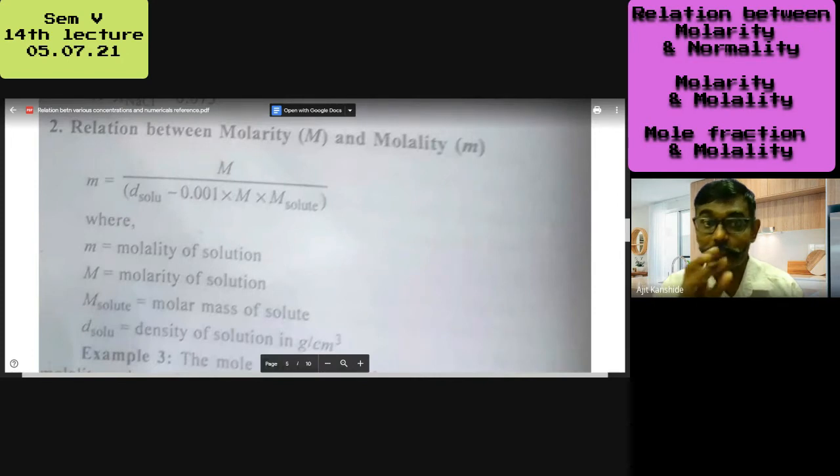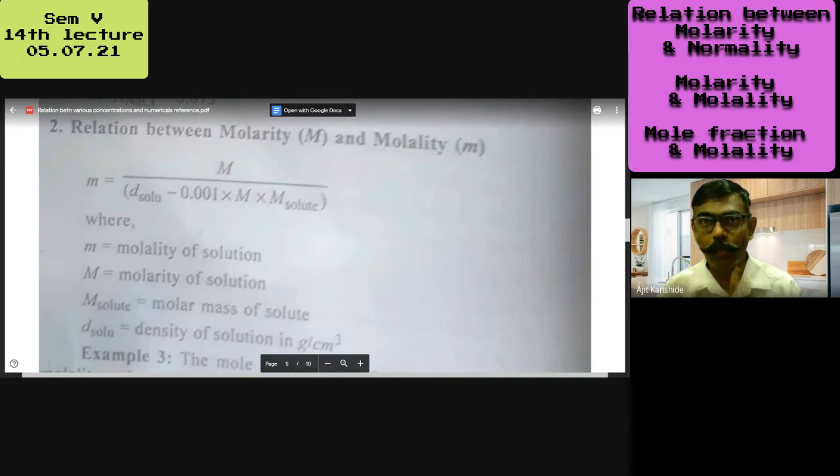Now listen carefully and pay attention towards the right side term. 0.001, I will discuss why it came. M is molarity, unit per dm cube, and M solute, unit is gram. So if you combine, you are finding answer as gram per dm cube. Whatever the right side term in the bracket is there, its unit is gram per dm cube, and the term in the left side has unit gram per cm cube. So I don't want per dm cube. I want per cm cube.